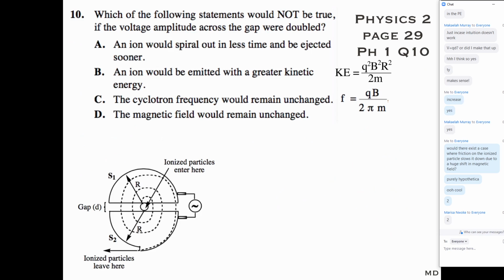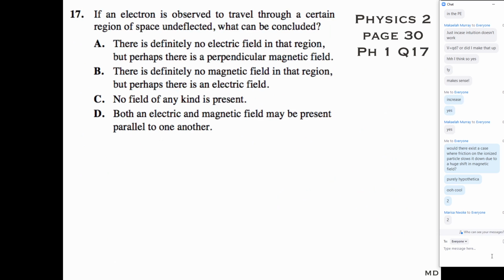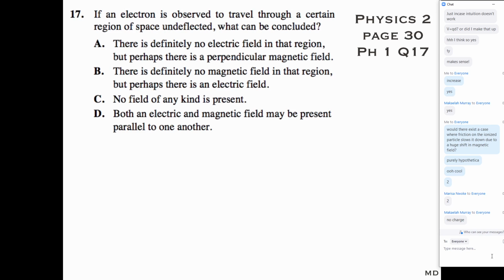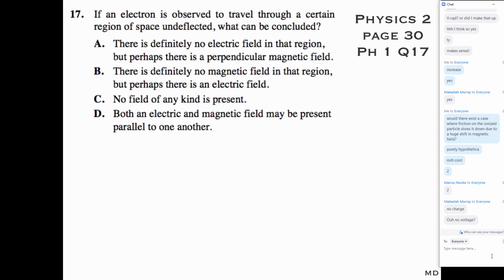So moving on. For this one, an electron is observed to travel through a certain region of space undeflected. So what can I conclude about something going through undeflected? What can be concluded? Okay, it can't really be an electron with no charge per se, because I know an electron has a charge. So there must be something else. No voltage, must be doing something. So there's definitely no electric field in that region, but perhaps a perpendicular magnetic field.